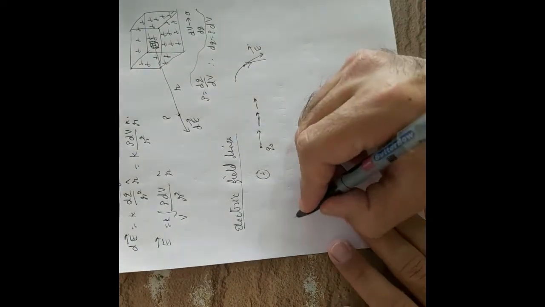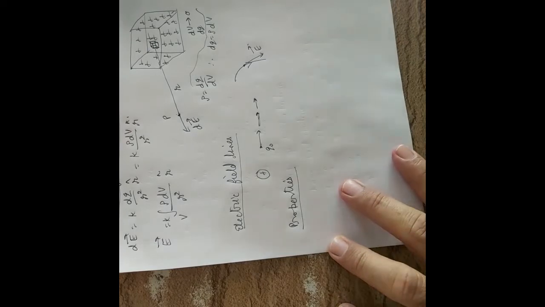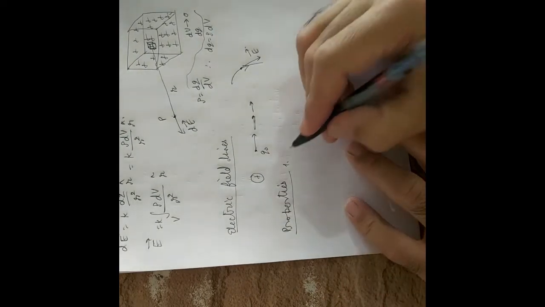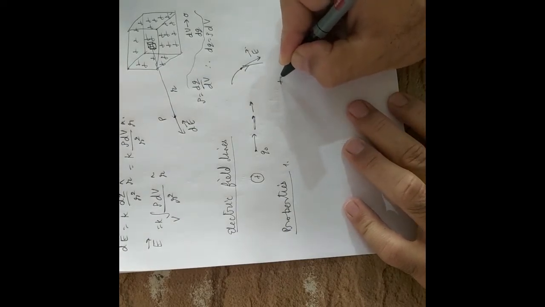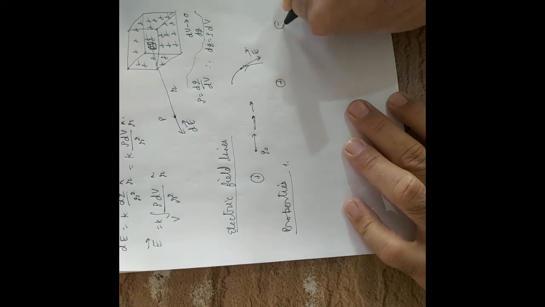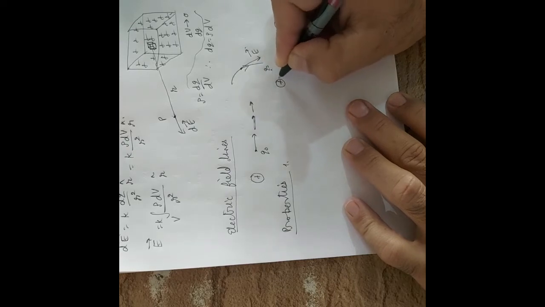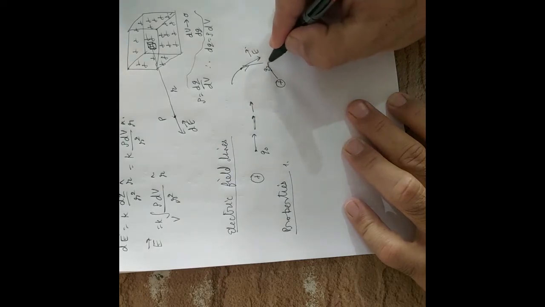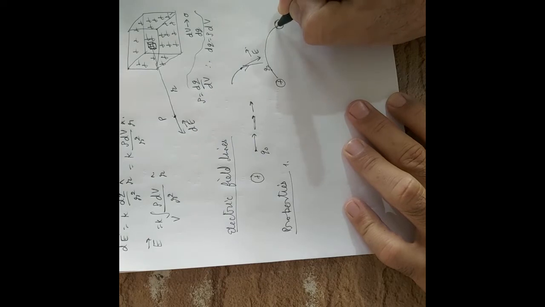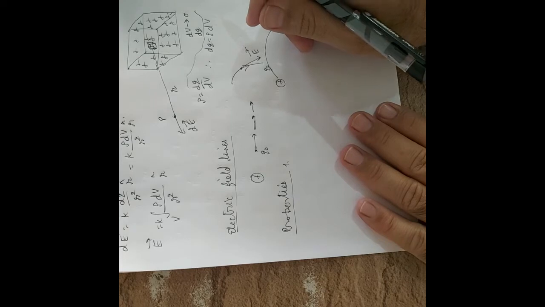Now let's discuss the properties of electric field lines. The first property is that it starts from a positive charge and ends on a negative charge. If we have a test charge q naught here, it will be repelled by this positive charge and attracted by this negative charge. So this q naught will move from positive to negative. So we can say that electric field lines start from a positive charge and end on a negative charge.